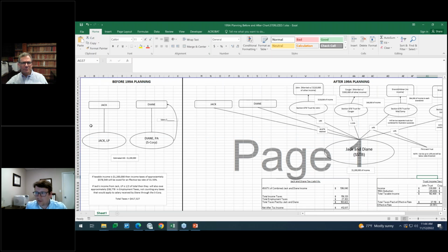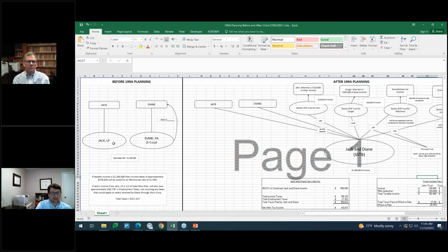Okay, so this is going to be basically a little ditty about Jack and Diane. Jack and Diane have a limited partnership and an S corporation, and combined they have around $1.2 million of taxable income. One's a consulting business and one is a financial advisory business, so clearly SSTBs. From an initial look, something even outside of 199A planning that could be done is convert the limited partnership to an LLC and file an election to have the LLC taxed as an S corporation, pay Jack a reasonable salary, and maybe block some of these employment taxes that he's receiving.